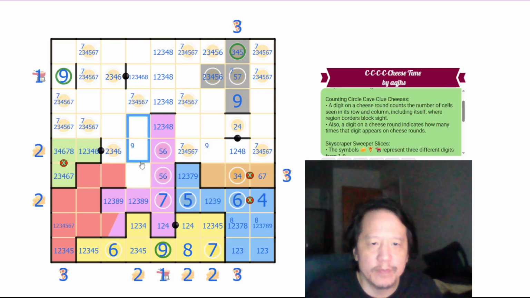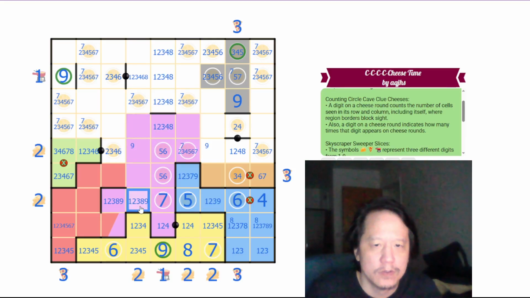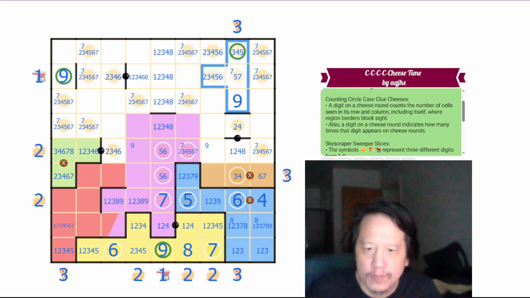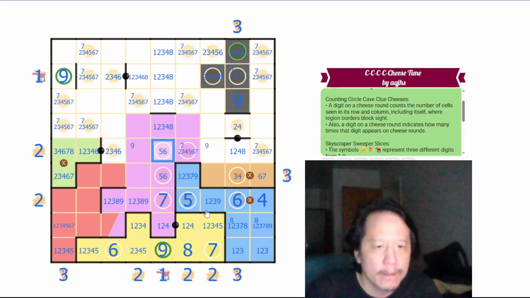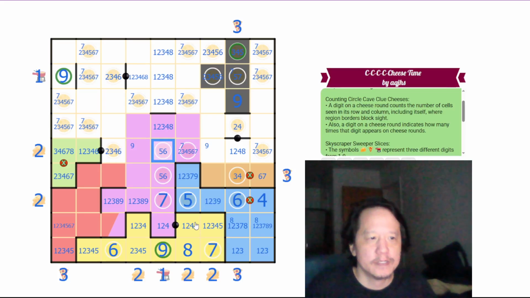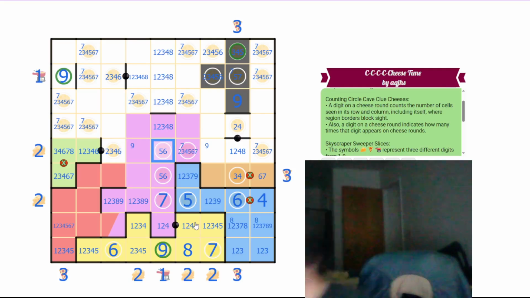So we have the pink can only go one more in each direction, in any direction from here. Maybe this should be dark. This sees... Oops. My mouse just lost power. Let me just get that. I'll be right back.